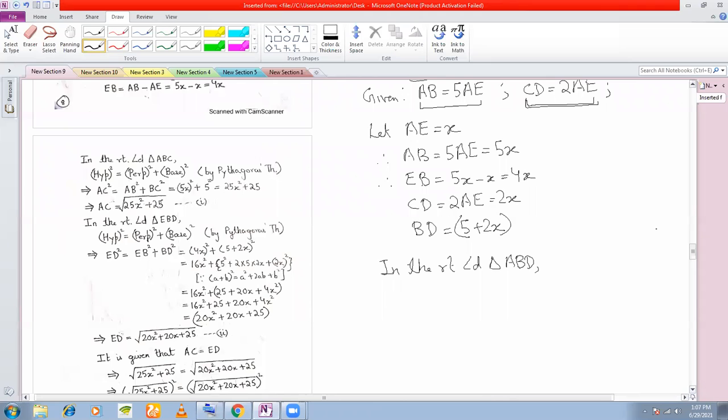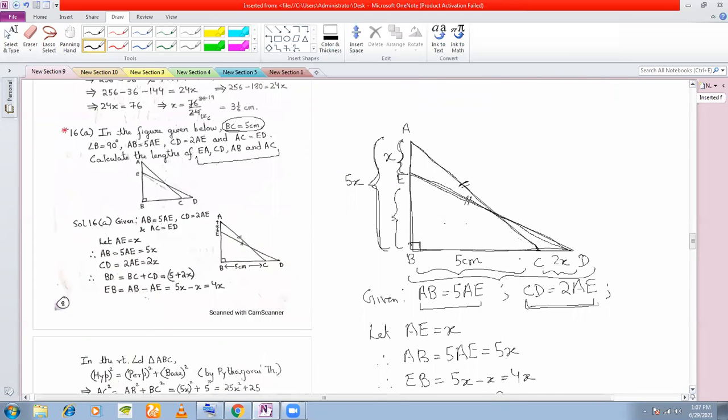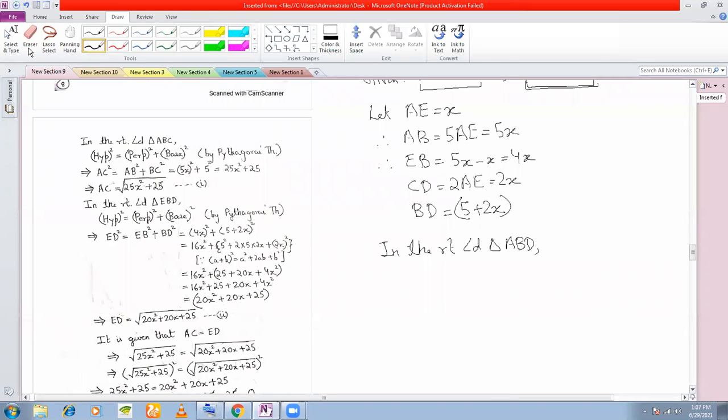Sir, how ABD? No, that is not the right angle triangle. Sorry, I'm talking about ABC. I'm talking about this right angle triangle. ABC, not ABD. Okay, this right angle triangle. So ABC, not ABD.